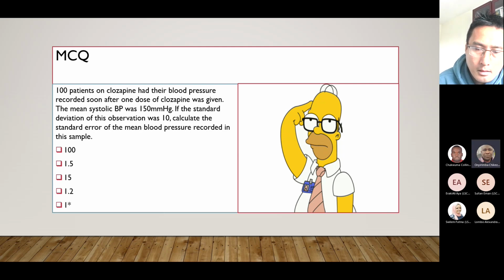Standard deviation over square root of n. So standard deviation is 10 divided by the square root of the sample. How much is the sample? 100. So square root of 100 is 10. So 10 divided by 10 is 1. Okay, so the systolic blood pressure of 150 is given to confuse you. If you don't know the formula, you might use 150 in your calculation. So that is the reason why you need to remember the formula. Okay, let me move to the next one.